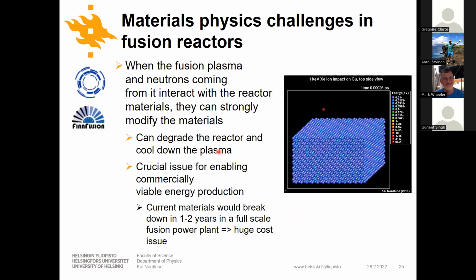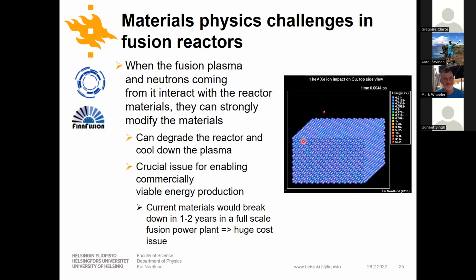But then, in the final 5 minutes or so of my talk, I'll talk about the materials physics challenges. And this is where our lab, the Helsinki Accelerator Laboratory, we are experts on this. In general, I have actually spent like 25 years of my career simulating what happens when a fusion plasma or neutrons from it interact with the reactor materials.